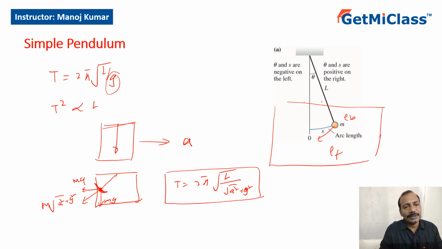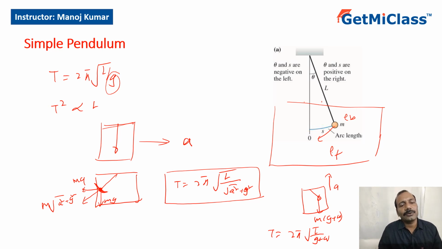So this is when the acceleration is horizontal. Now if this pendulum is in a lift and the lift is moving up with an acceleration a, then the effective force here is m(g + a). In that case, the time period would be 2π√(L/(g + a)). Similarly, if the lift is moving down with acceleration a, the time period would be 2π√(L/(g − a)). In this way, we can find the time period of a simple pendulum depending on various motions associated with it.